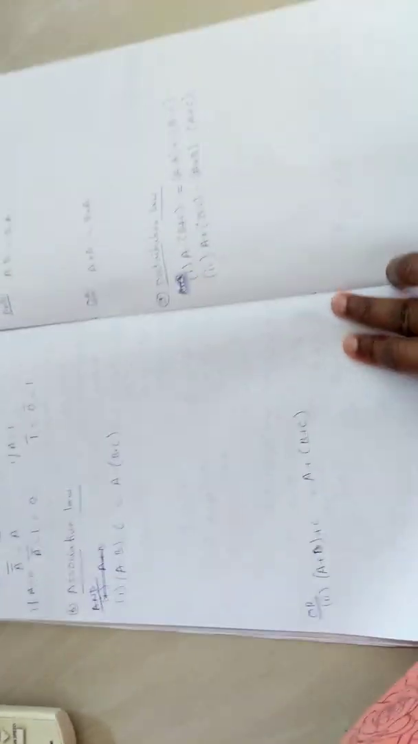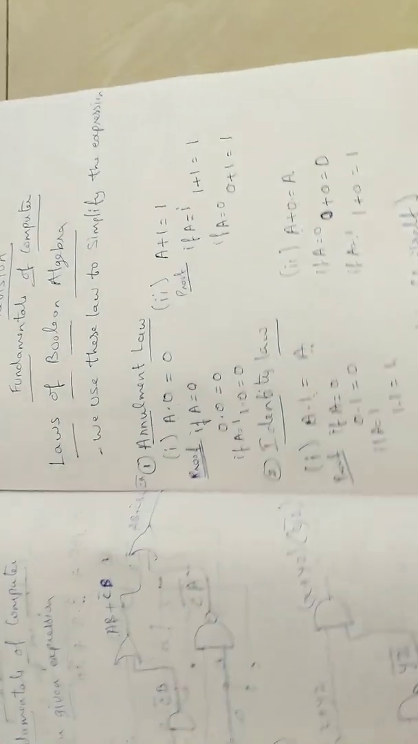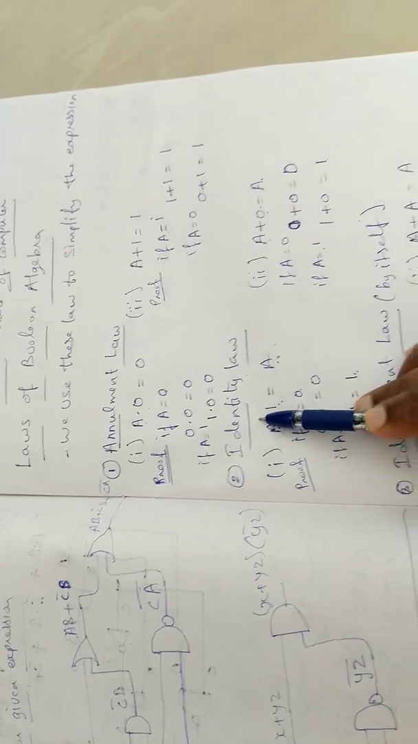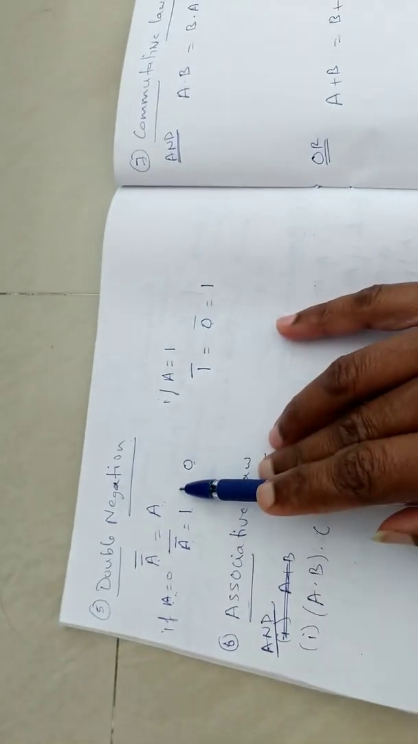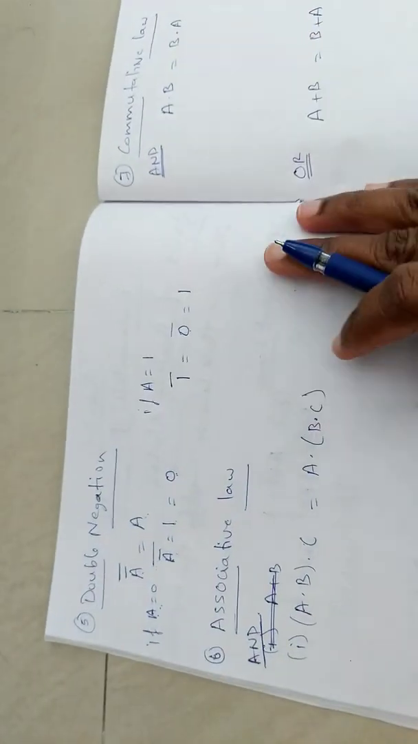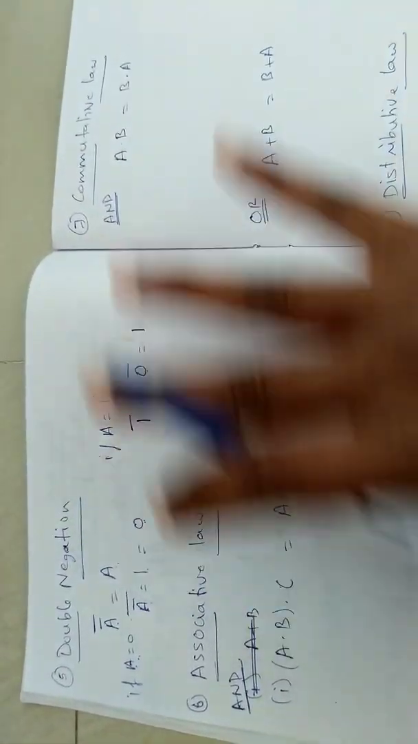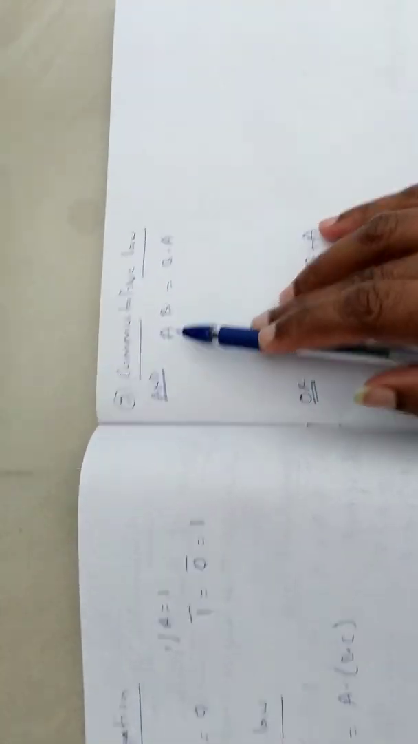So first let me discuss the commutative law. Let me divide your laws: for single variables, let me repeat again, you have the annulment law, identity law, idempotent law, complementary law, and double negation law. These all come under single variable. Now next we are going to see 2 or more variables. For those laws there are again 5. In that way you learn them, and the laws can be learned easily. So come to the first, the commutative law.